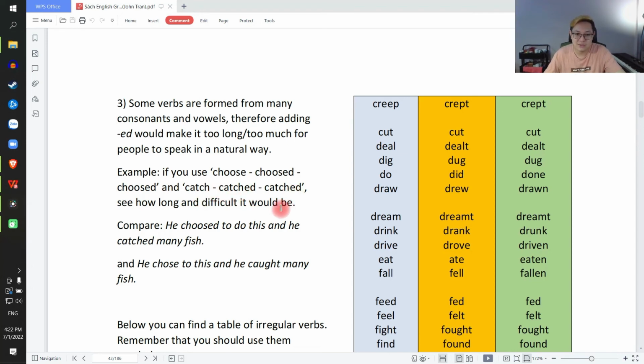See how long and difficult it would be. Các bạn nhìn thử xem, nó có dài và nó khó khăn không? Nghe có khó không? Giờ compare, so sánh nè. He chose to do this and he catched many fish. Or he chose to do this and he caught many fish. Thì đương nhiên câu số 2 này nó sẽ nghe nó thuận miệng và nó nghe nó tự nhiên, nó đỡ mất sức, nó đỡ khó khăn hơn. Of course, the second sentence would sound much nicer. It's not that difficult for you to pronounce it, right?